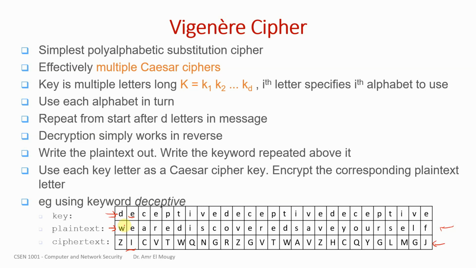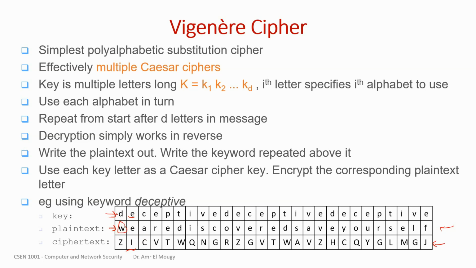Let's say here you have an occurrence of the letter W. Here the letter W is encrypted using the keyword D and it becomes Z. What if you have another occurrence of the letter W elsewhere and it is encrypted using a different key letter? The result will be a different ciphertext.